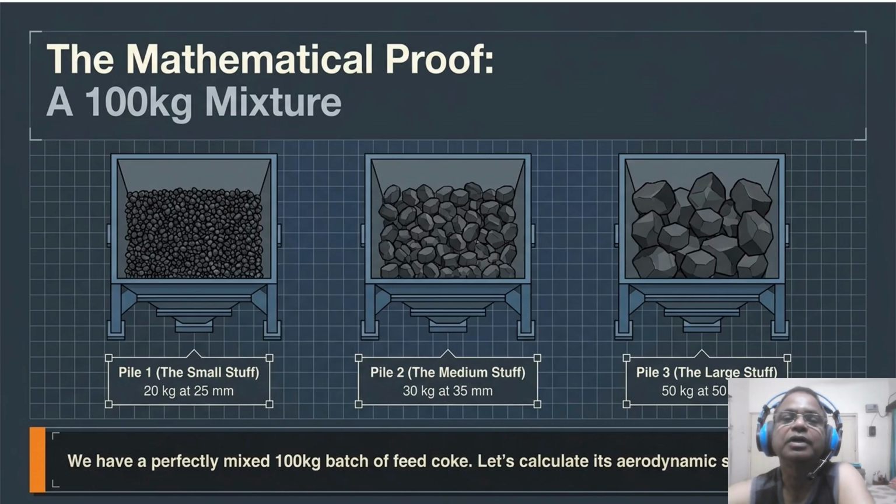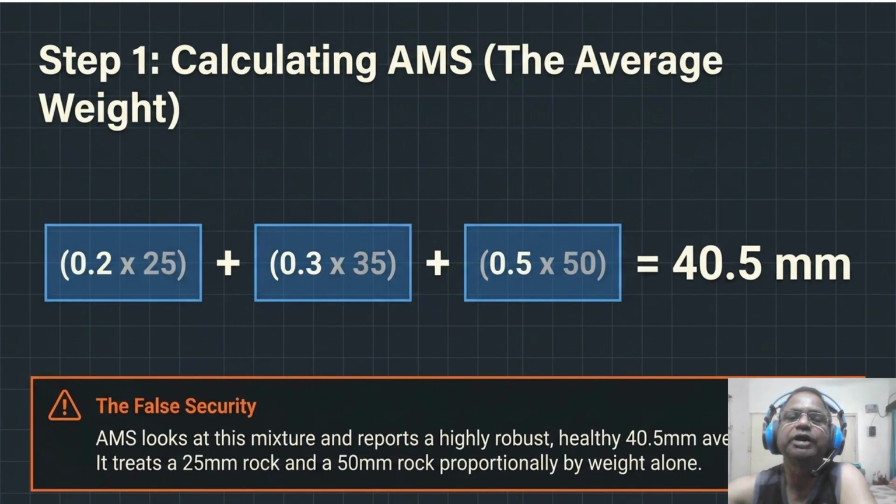So let's start with the standard weight-based calculation that most of our junior technicians rely on every single morning during the shift change. Step 1 is calculating the AMS, the number that usually makes everyone feel safe. While calculating AMS, the average mean size, here is the math. We take our fractions 0.2, 0.3 and 0.5 and multiply them by their respective sizes. The result is a robust 40.5 millimeters.